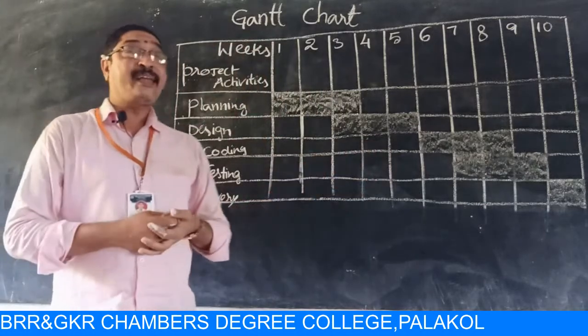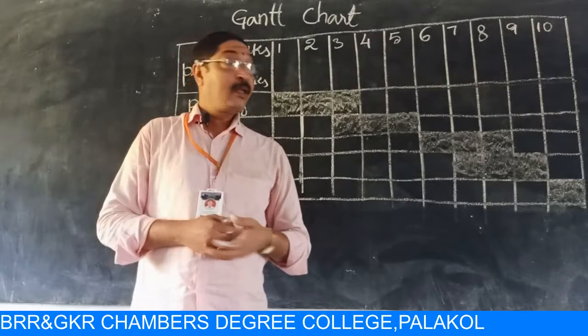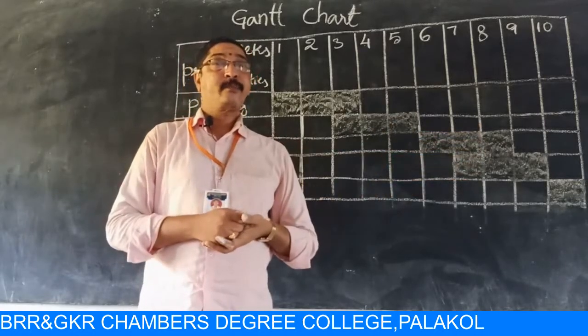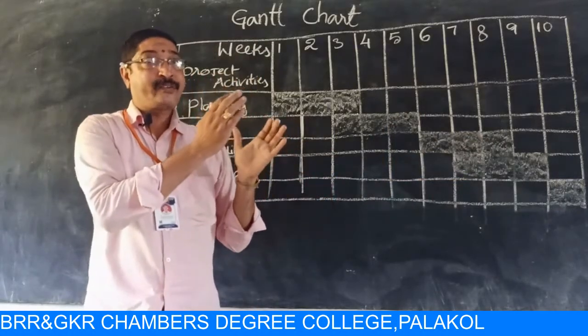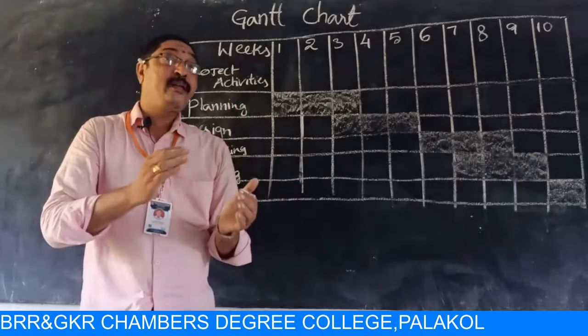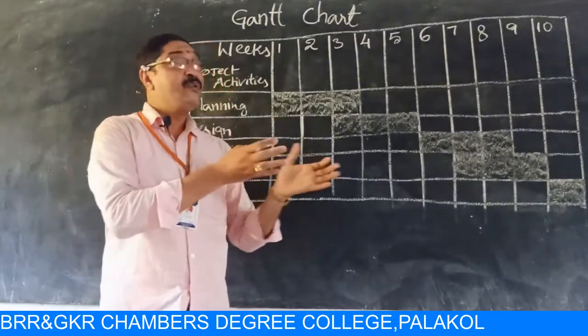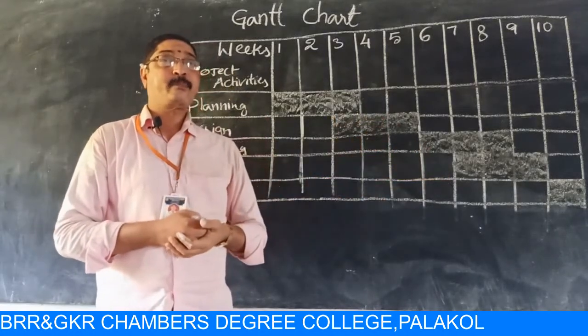Finally, for delivery, we allotted the 10th week only. There is no simultaneous work. After completion of everything only, we allotted delivery. After completion of all the stages, after completion of testing also, then only we can deliver the product to the customer. That's why delivery is planned for the last week, no other task is there.